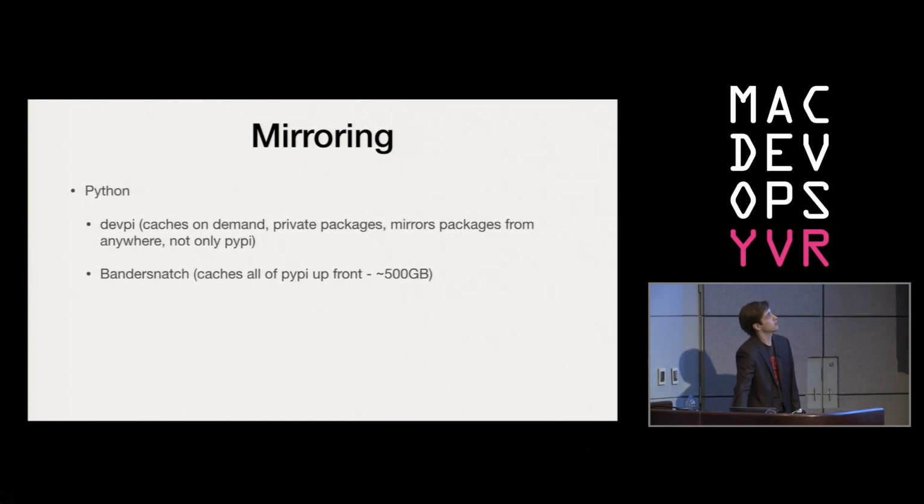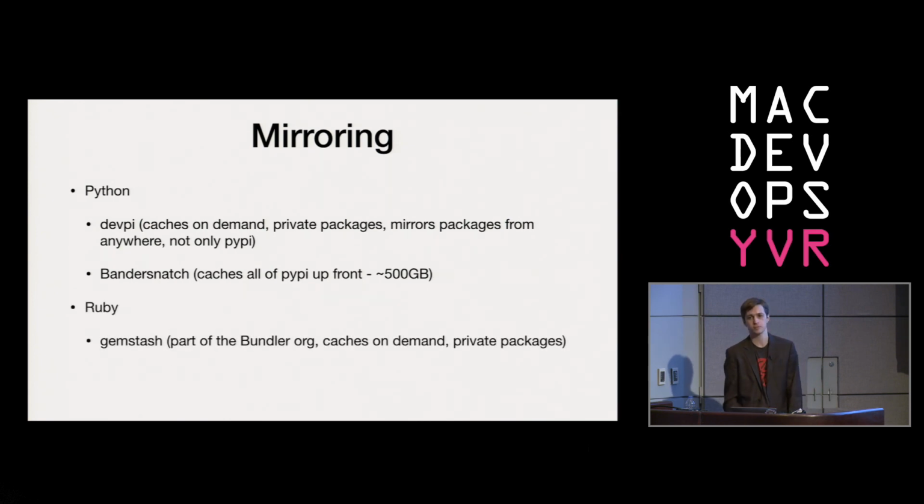There's a tool for Python called devpi, which I thought was pretty great. It transparently caches things locally as you request them. So unlike Bandersnatch, which is more of a full PyPI mirroring tool that goes out and caches all of PyPI, devpi just does it as required, and you can publish private packages to it. Ruby has an equivalent called Gemstash, which is very similar to devpi.